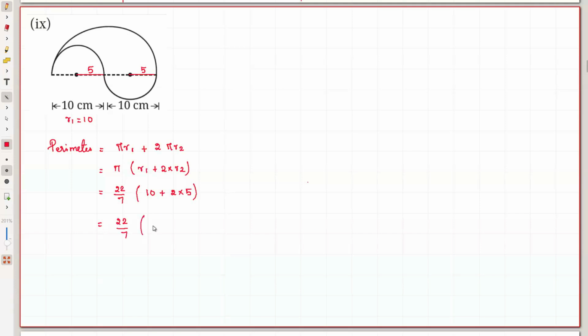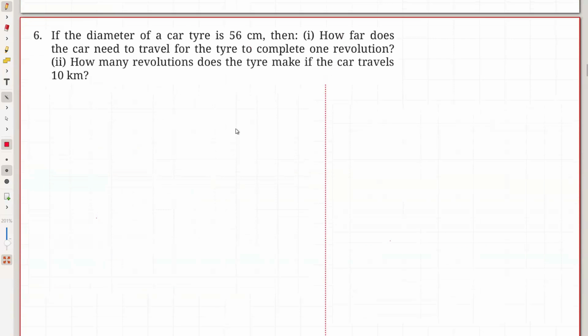So this is equal to 22 by 7 into (10 plus 10). 10 plus 10 is 20. 22 into 20 is 440. So 440 divided by 7 is equal to 62.85 centimeter. This is the answer.